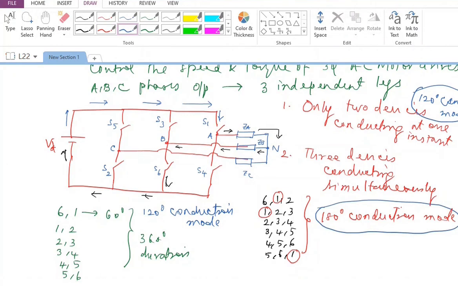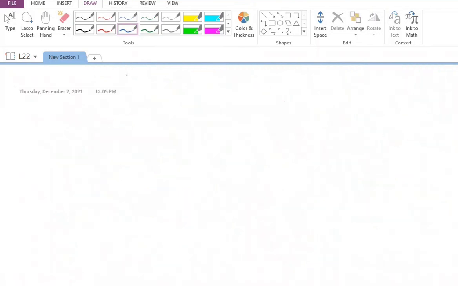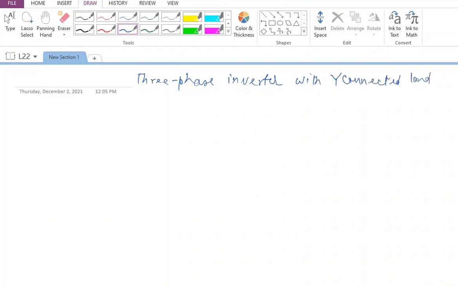And let's try to look at the waveform for star connected load. When I have star connected load, what happens in 120 degree conduction mode and what happens in 180 degree conduction mode. So I'm going to say three-phase inverter with star connected load. So I'm going to look at star connected load. In star connected load, first I'm going to take up 120 degree conduction mode.